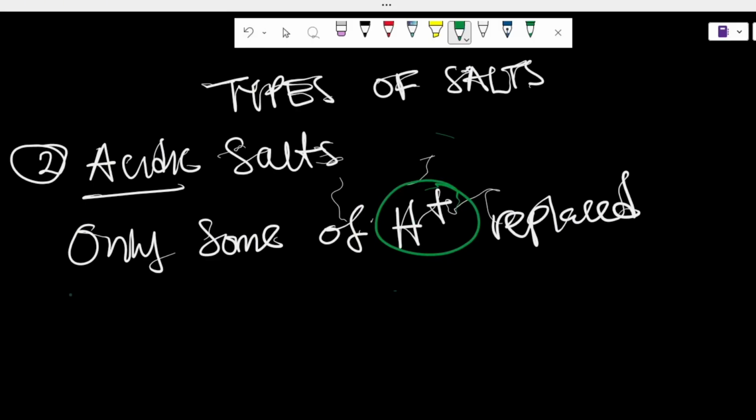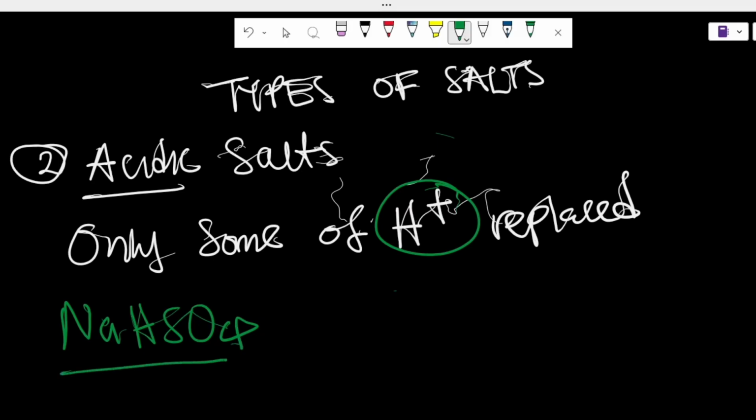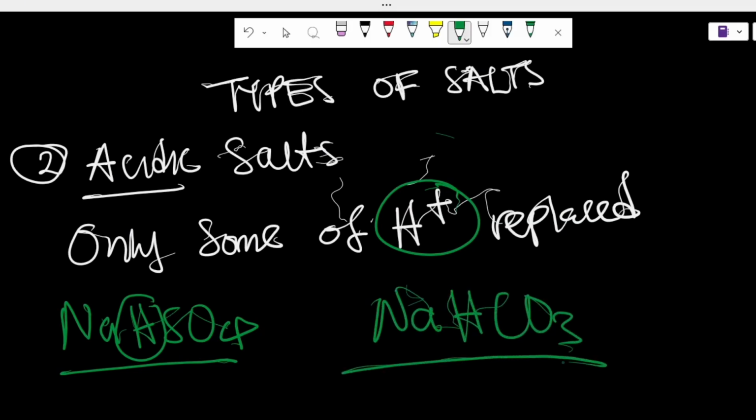We can give some examples. Let's say sodium hydrogen sulfate. This is a salt, but it is an acidic salt in the sense that it still has the hydrogen ion in itself. Or maybe we can say sodium hydrogen carbonate. Sodium hydrogen carbonate is also another example of an acidic salt because you still have some hydrogen there which remain, making it still possess some acidic properties.